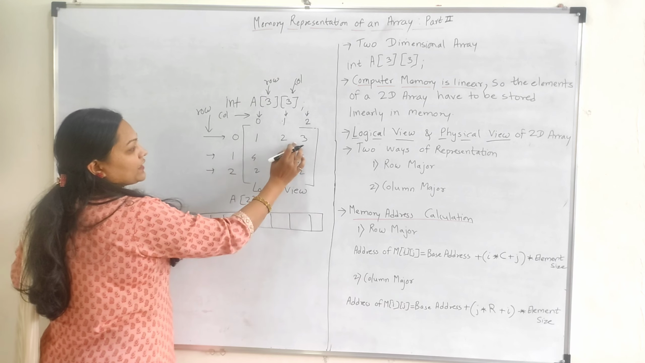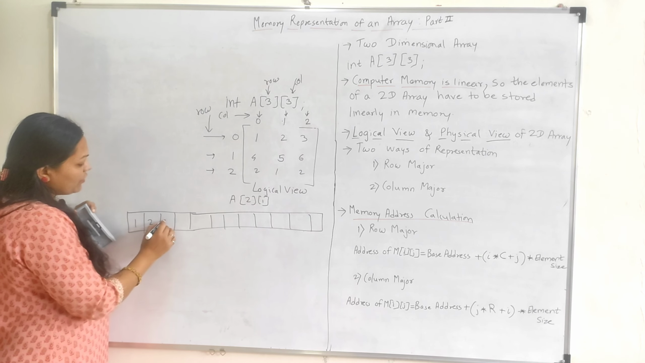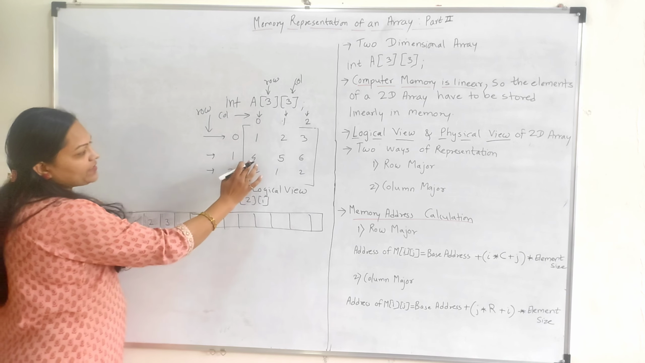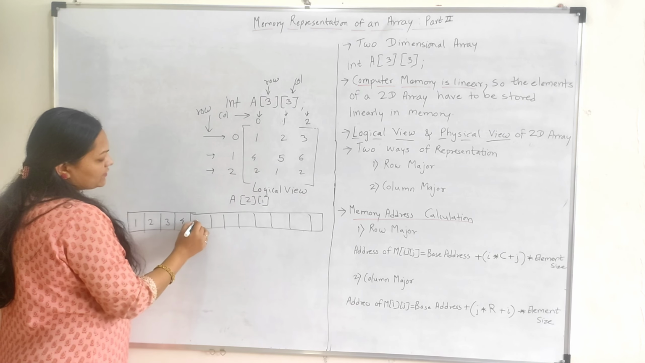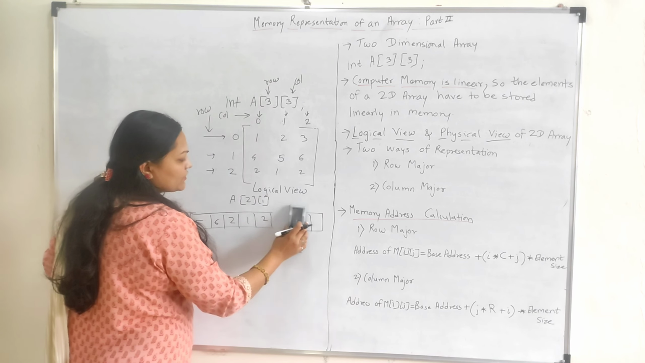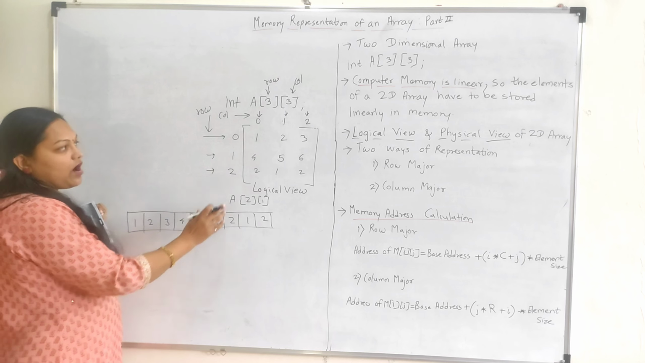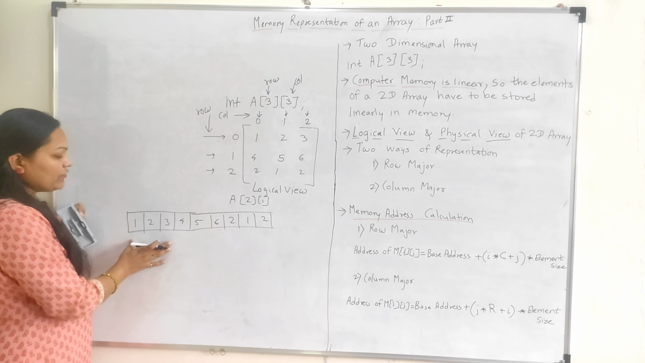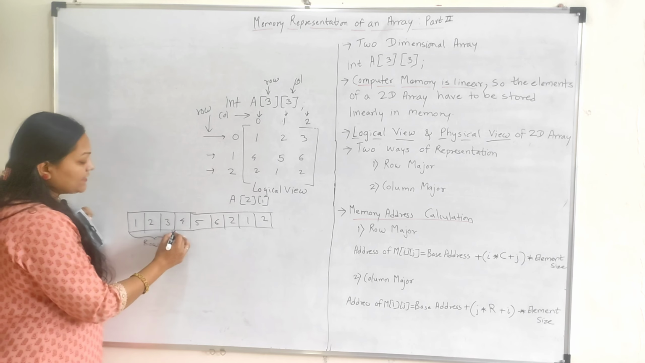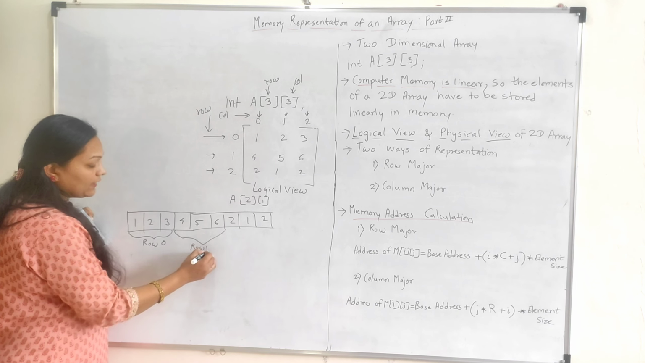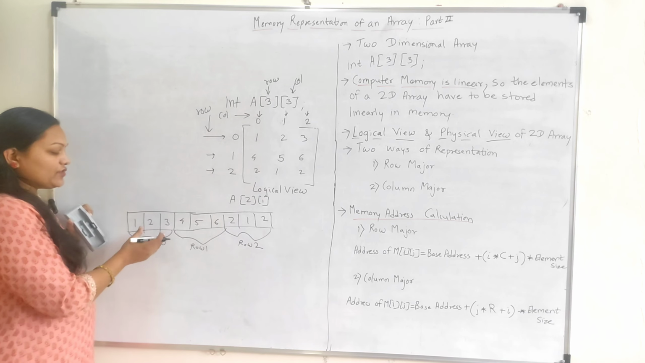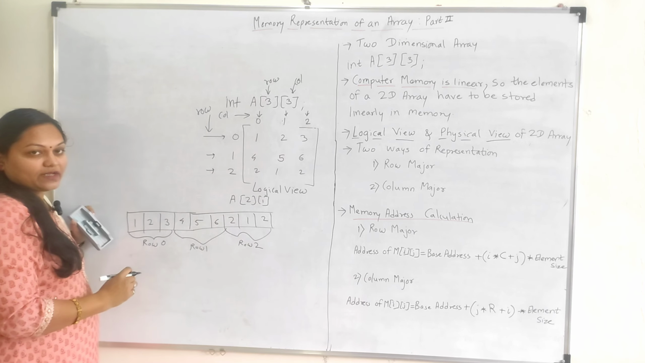The first row contains 1, 2, 3. So we'll store the elements 1, 2, 3 here. Then we'll consider the second row. The elements in the second row are 4, 5, 6. Then the elements in the third row are 2, 1, 2. So in this way we can store the elements of this matrix in computer memory. Here, these are the elements of row 0, these are the elements of row 1, then these are the elements of row 2. So we are storing each and every element row by row.